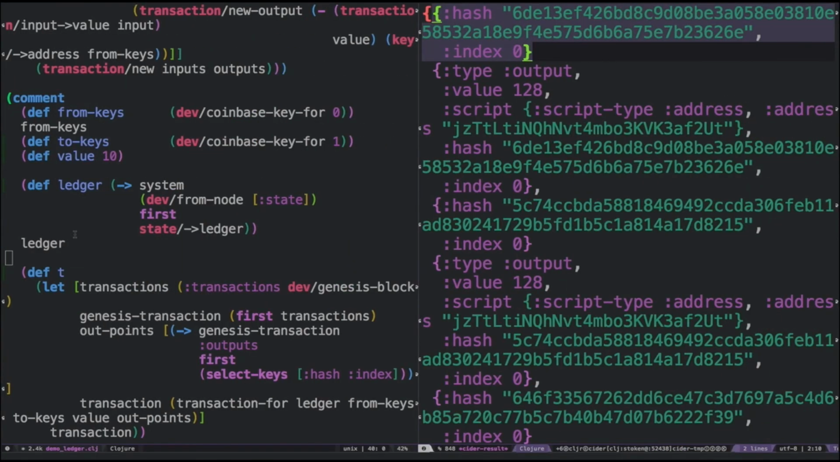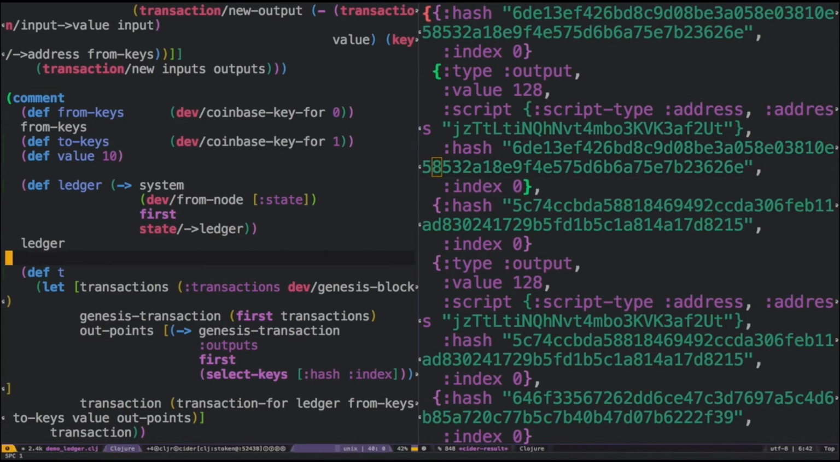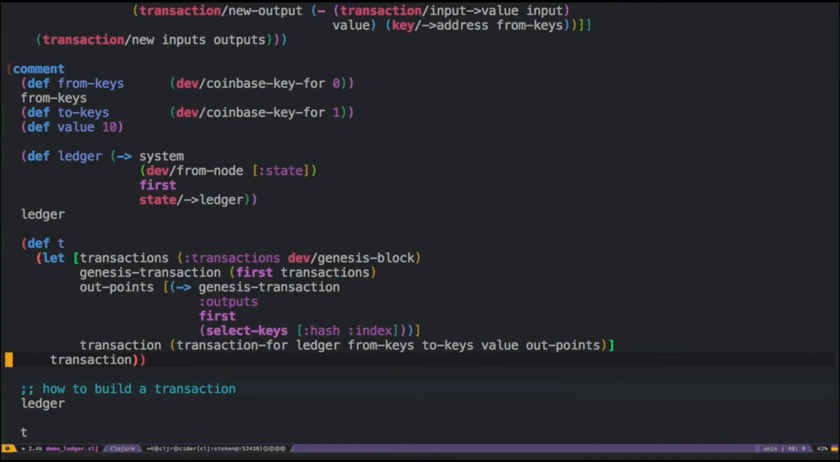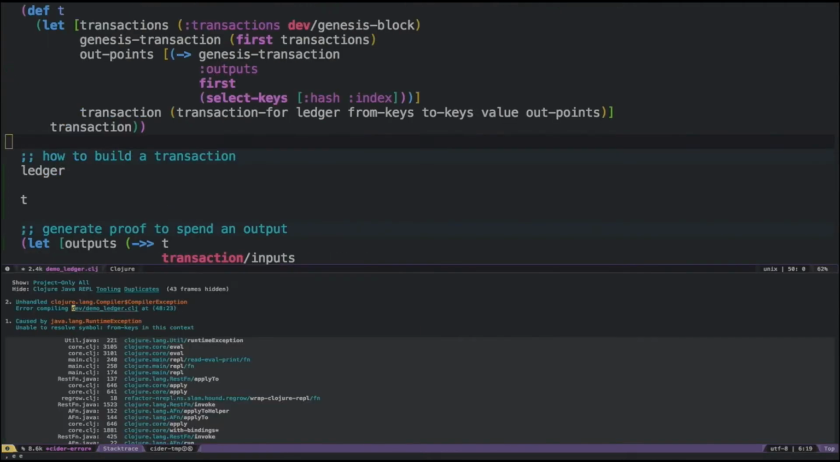And then what you get back, or at least what's attached in this map, is the full output here, which has something like its value, the script, which we'll get into in a second, and then again, just the same hash and index information. So that's great. And now we're going to make a transaction.